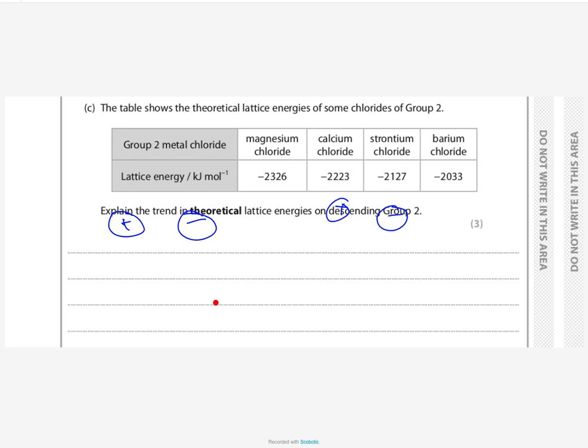This is due to the increase in the size of the cation. As the cation size increases, the attraction decreases. Hence, lattice energy becomes less exothermic.